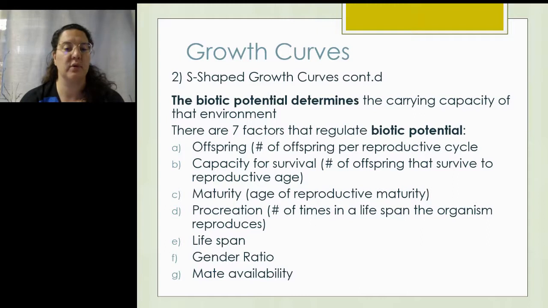The number of times that an organism can reproduce in its lifespan. Is it once a year, like ungulates? Is it every few years, like bears? Or is it several times a year, like rabbits and mice?